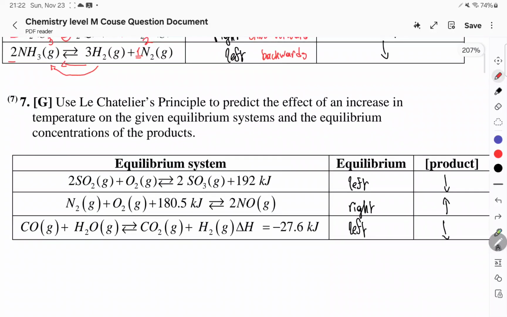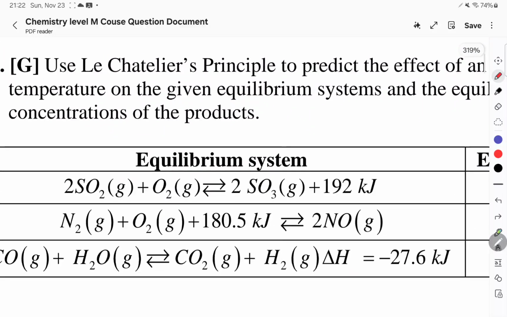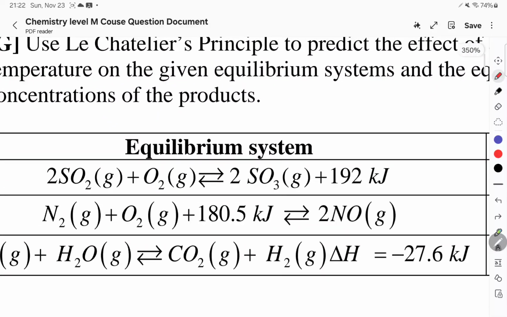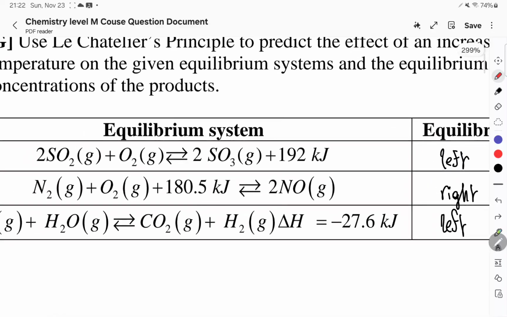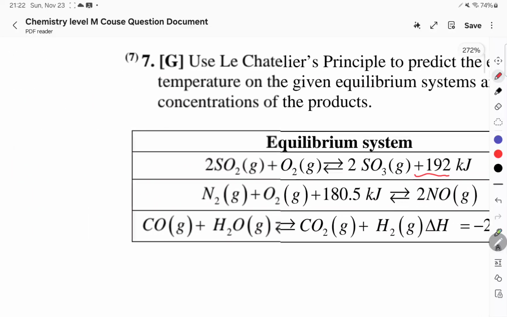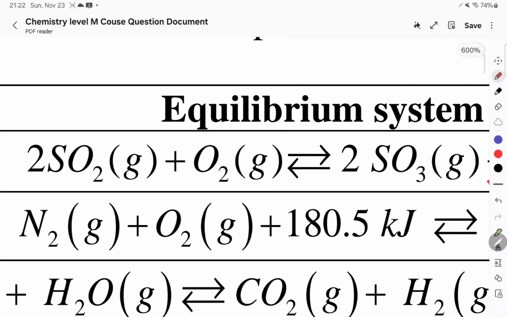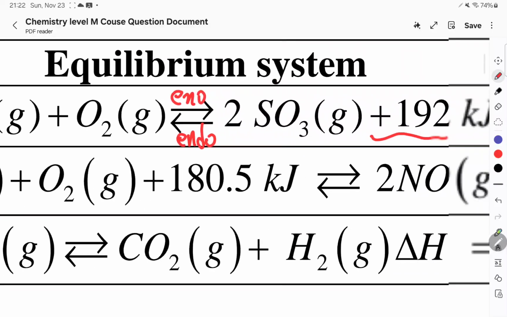Now here it's about temperature, and in the case of temperature, we should know that when temperature increases, the equilibrium moves in the direction of the endothermic reaction. How to say this? Let's look here. I'll show you an example here. For example, if the energy is getting released, or if the energy is in the products, what happens?